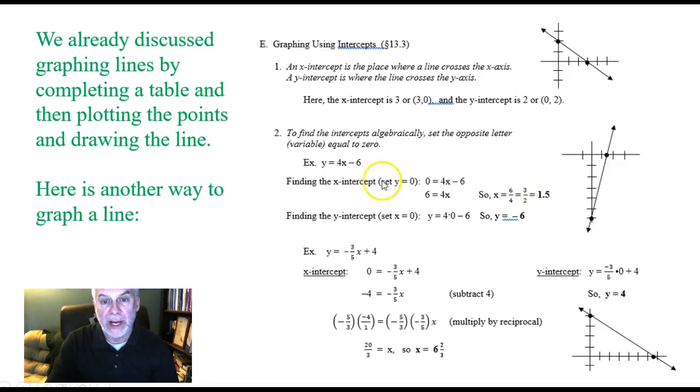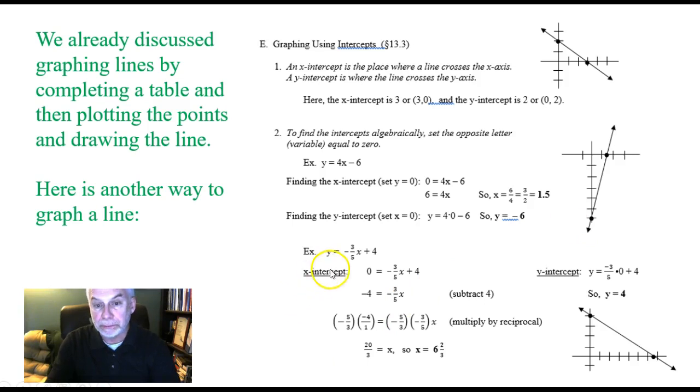So 1.5 is the x-intercept, as you see in this picture. 1.5 is where it crosses the x-axis. Now, if you set x equal to 0 in the equation, so you have 4 times 0 minus 6, well, that, of course, gives you negative 6. So the y-intercept is at negative 6 right here. And as soon as you plot those intercepts, then you can draw the line, and you've got the line graphed.